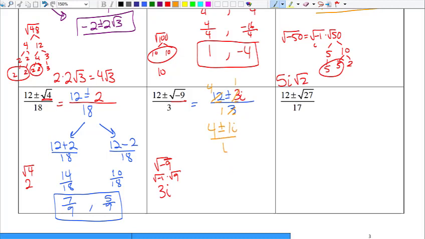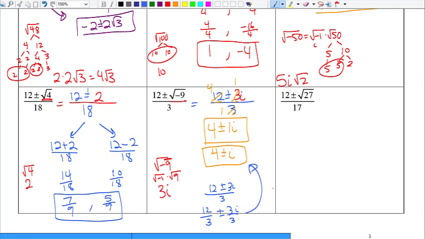But no one writes over 1. So it's just 4 plus or minus 1i. And in fact, you probably could put 4 plus or minus i. There's no need to put 1. But you can. It's not going to hurt anything. Another way you could have possibly done that is you could have just broken them up, 12 over 3 plus or minus 3i over 3, and you're still going to get 4 plus or minus 1i. Either way, it both works.